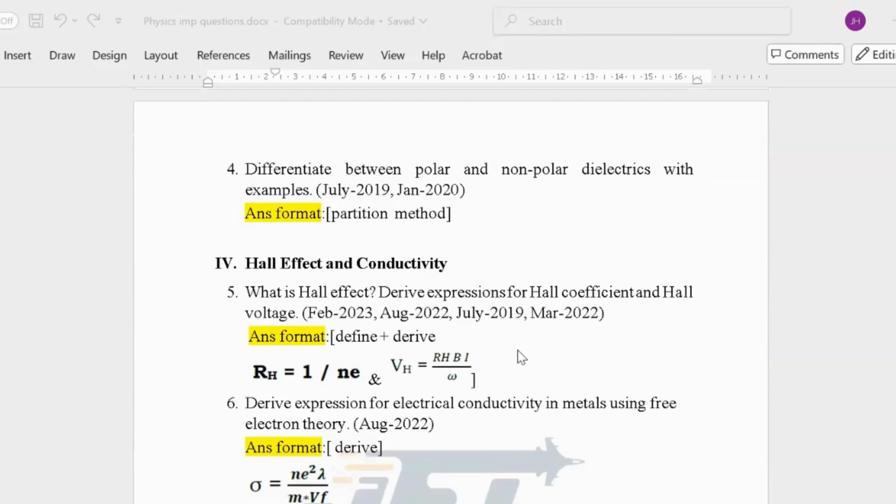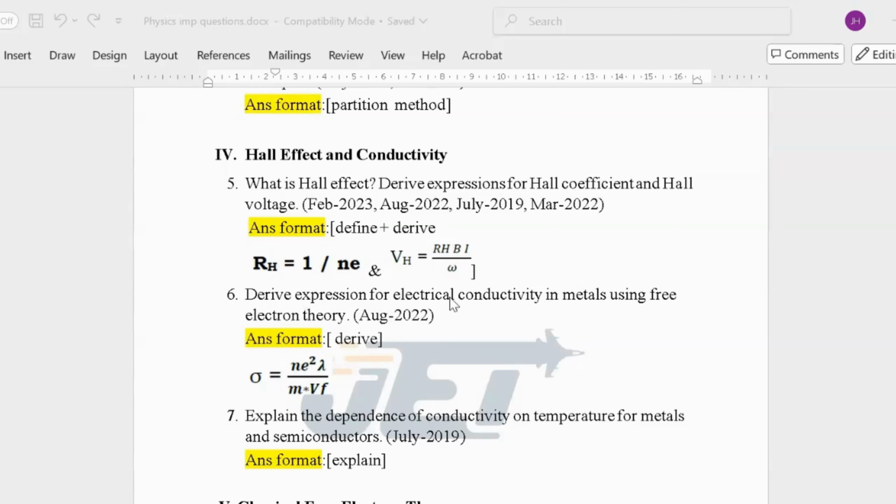Next, Hall effect and conductivity. What is Hall effect? Derive expression for Hall coefficient and Hall voltage, right? This is for your Hall coefficient: R_H is equal to 1 by n e. This is for Hall coefficient. For Hall voltage, V_H is equal to R_H B I by omega.